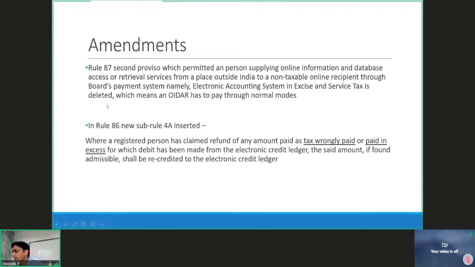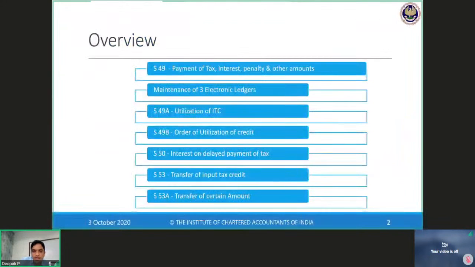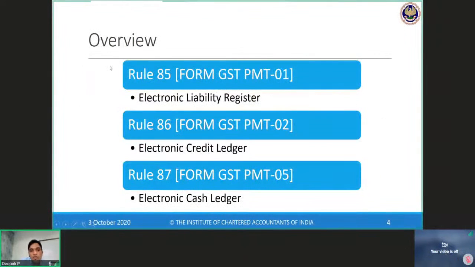One question is, Rule 86 is PMT 09? Yeah, I'll go back to the first slide wherein we have mentioned the rules. Rule 85 is Electronic Liability Ledger. Rule 86 is Electronic Credit Ledger. Rule 87 is Electronic Cash Ledger. PMT 09 is given through a separate rule.